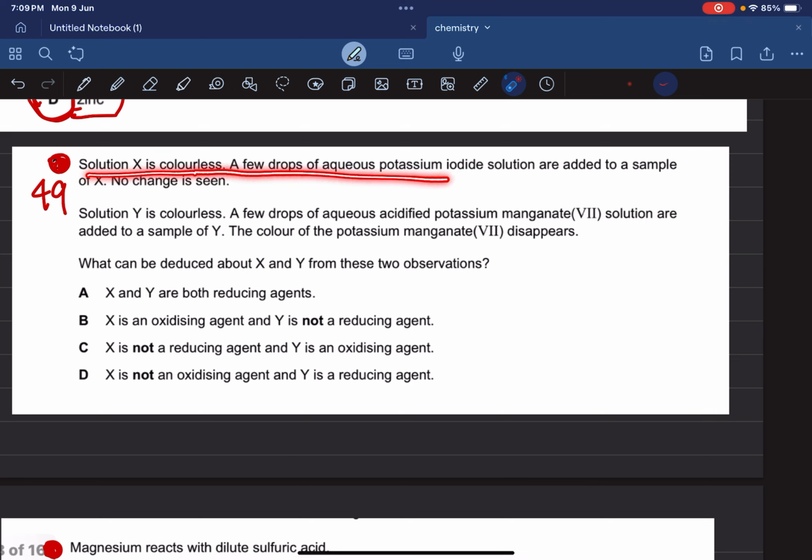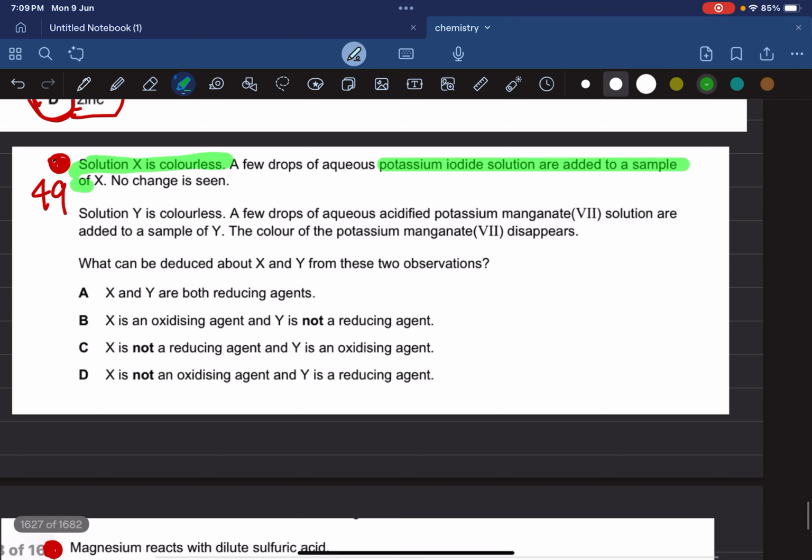Solution X is colorless. A few drops of aqueous potassium iodide are added to a sample of X. No change is seen. This is a really difficult MCQ that you're going to find. What can you conclude from the fact that no change is seen?